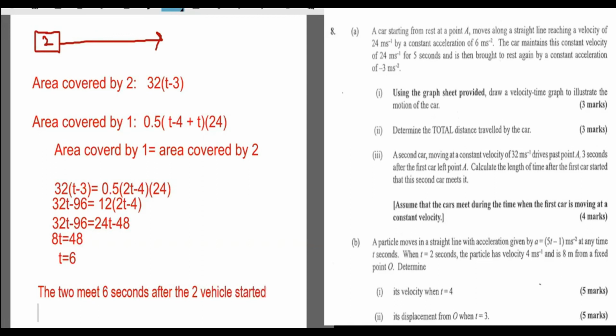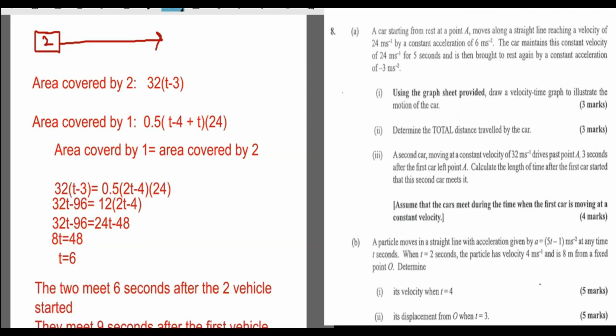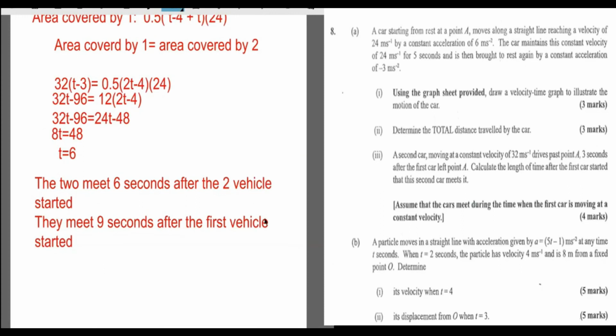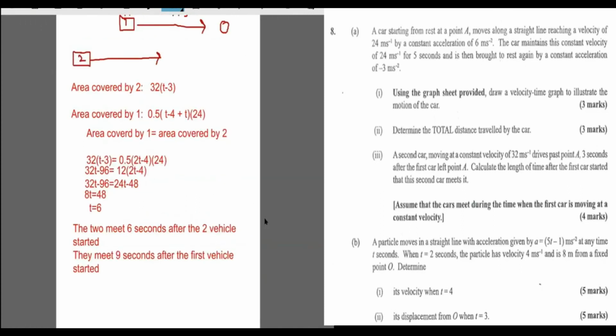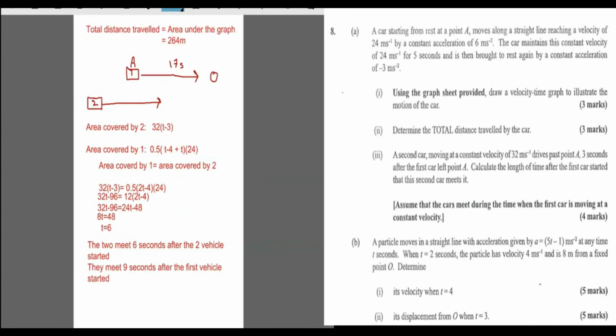All right, or some people might say they meet 9 seconds after the first vehicle started, depending on how you want to phrase it. Because remember, the first vehicle started 3 seconds before the second vehicle. So this is it. Nice and easy, soft. All right, nice.